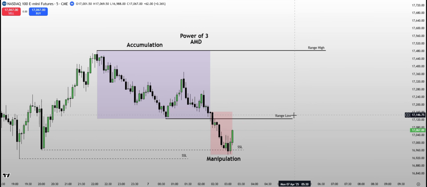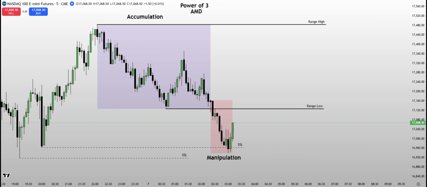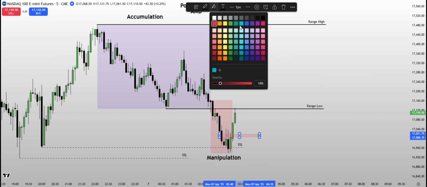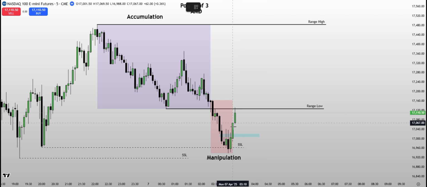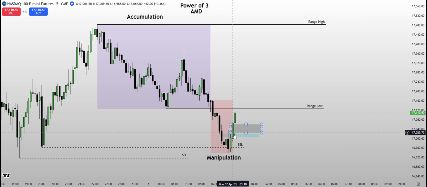We have the range low, range high formed. Sweep of sell side liquidity tapped in. And on the 5 minute, what do we have here? We inverse this minor 5 minute gap right here. So we have an inverse gap right there, followed by a fair value gap right here with a break of structure of this swing point right here.